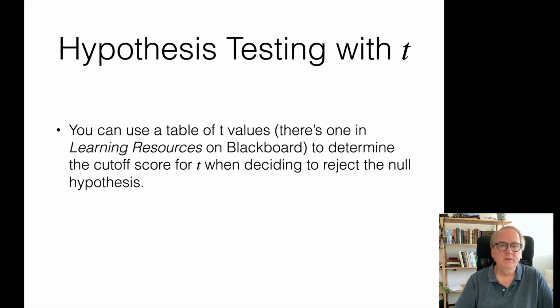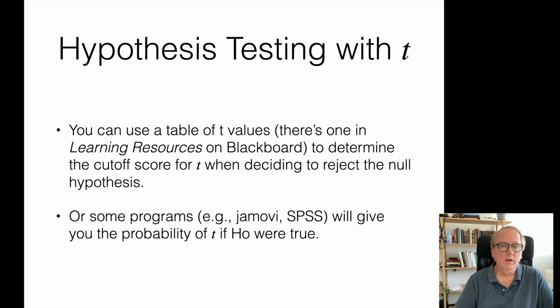So what we'll do is we'll use a table of t-values, and since there wasn't one in the textbook, I've actually made a copy of the one that I just showed to you on Blackboard. But you can use that table then to determine the cutoff scores for t when you're deciding to reject the null hypothesis. Or when you're using a program like Jamovi or SPSS to do your statistics, that will actually give you the probability of the t if the null hypothesis were true.